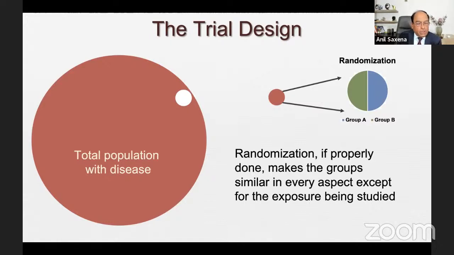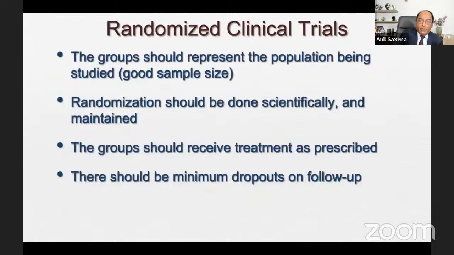So exposure could be anything. It could be a procedure, it could be an intervention, it could be exercise, it could be yoga, it could be a particular pharmaceutical agent. So that is called an exposure. And the benefit of randomization is that your groups become absolutely similar in every aspect. For example, age range, presence of diabetes, hypertension, smoker, non-smoker, everything will become the same because you've randomized them, and they will differ only in terms of exposure.